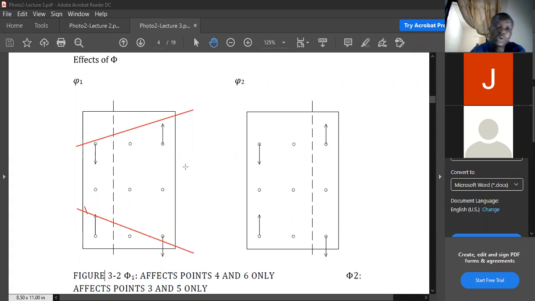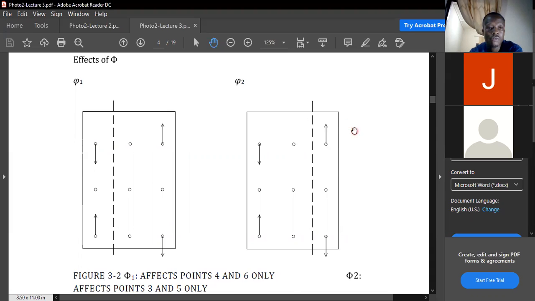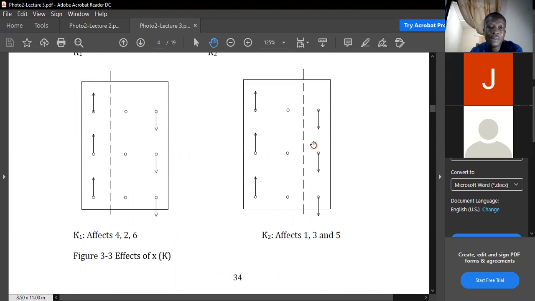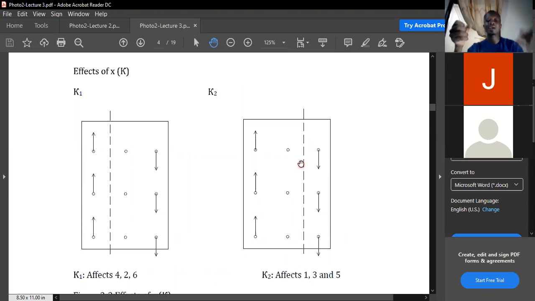The same thing happens with the omega. The omega moves in the x direction, and this one goes in the y direction. We are rotating about x: you rotate about x, you go in the y. You rotate about y, you go in the x direction. That is why we are having this. So basically that is the effect of phi. The effect of kappa is like driving a car and turning the steering wheel.